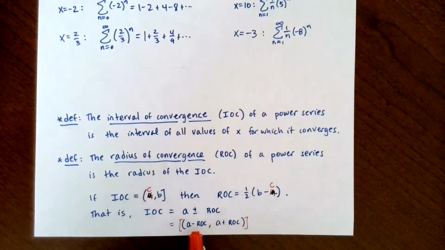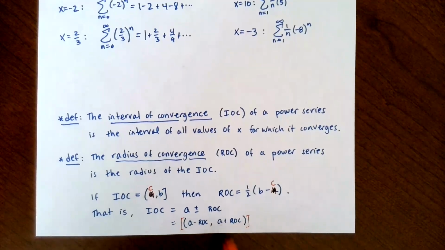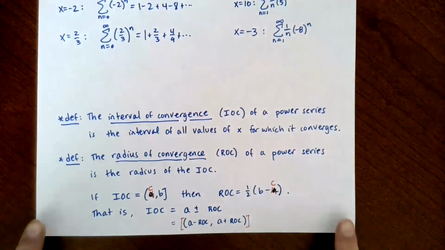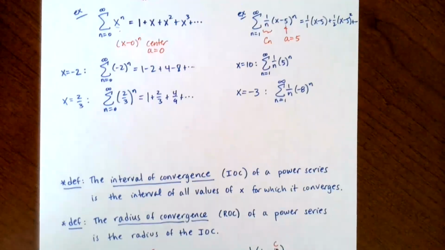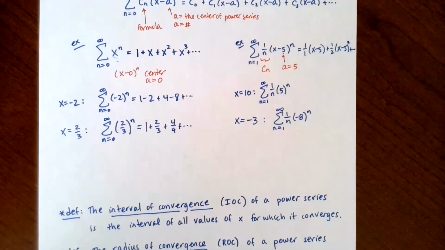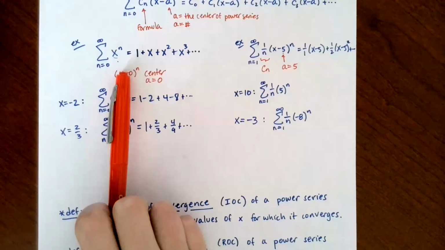That creates that interval. And of course, that is the radius. Okay, so let's come back to this first example of the power series and consider the interval and radius of convergence. And we talk about this one.